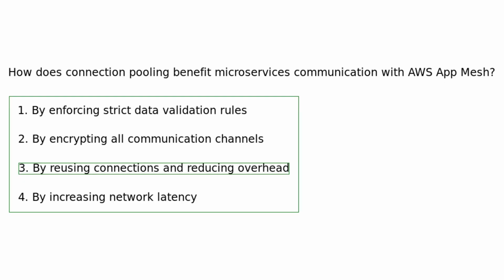Connection pooling benefits microservices communication with AWS App Mesh by reusing established connections, reducing overhead, and improving performance for repeated requests within the service mesh.